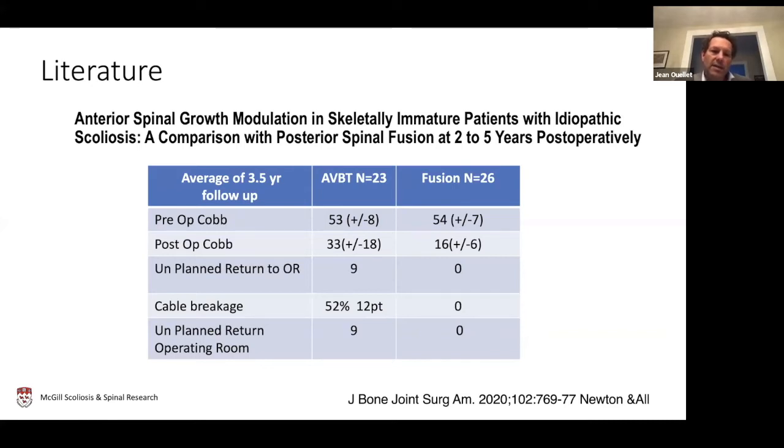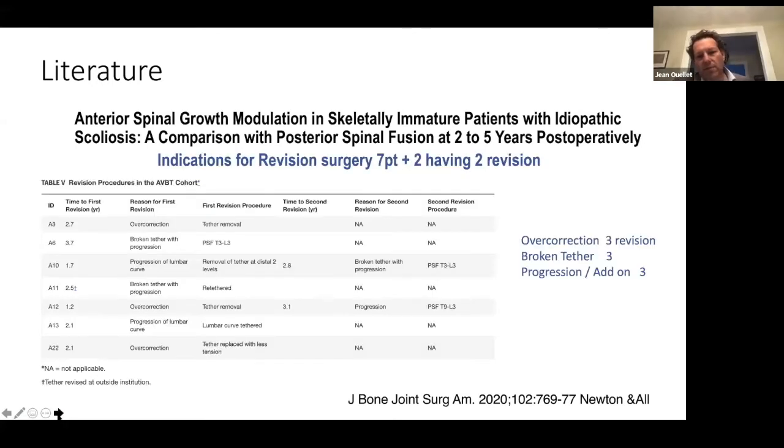If you look at the unplanned return to OR, there were 9 in the anterior vertebral body tethering group compared to 0 for your fusion. If you look at cable breakage, as a cohort at 3.5 years out, you have 12 patients out of 23 that had a cable breakage or suspected breakage, of which only 3 of these 12 actually required revision surgery. So if you look at the unplanned returns to OR, they actually had 7 patients, of which 2 of them had 2 revisions.